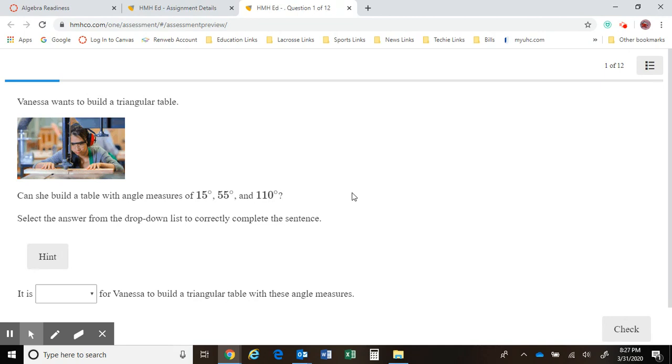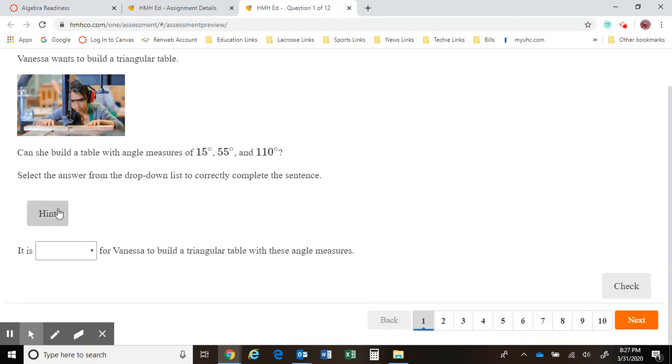All right, so question number 1 wants to know if Vanessa can build a triangular table. She has angles of 15, 55, and 110. It says select the answer from the drop-down list to correctly complete the sentence. And of course, there's a hint there if you need to read it. It is possible or not possible. Why would it be possible or why would it be not possible?